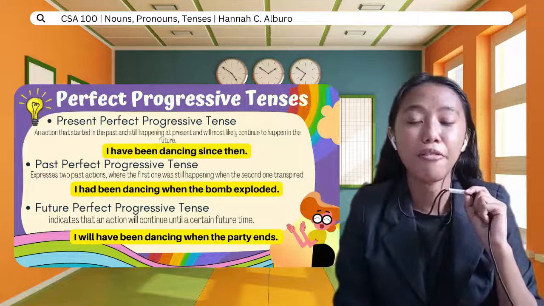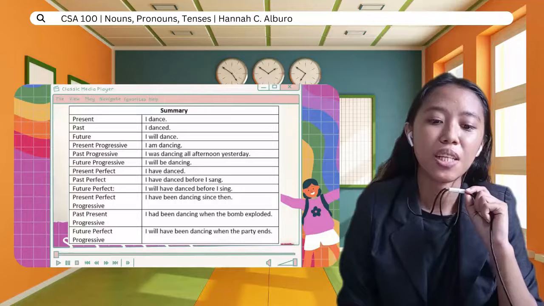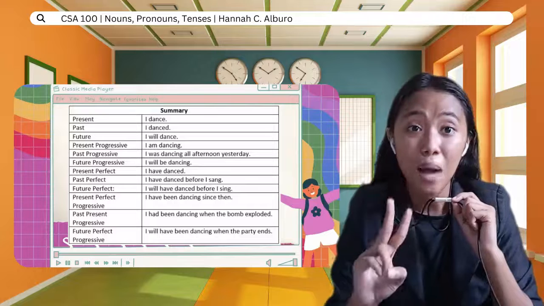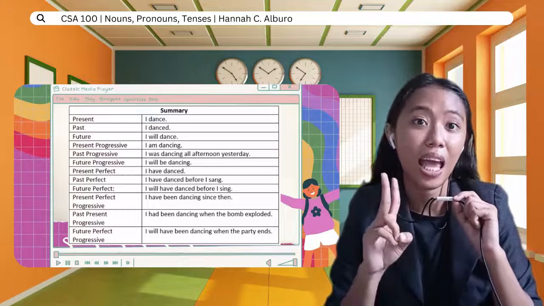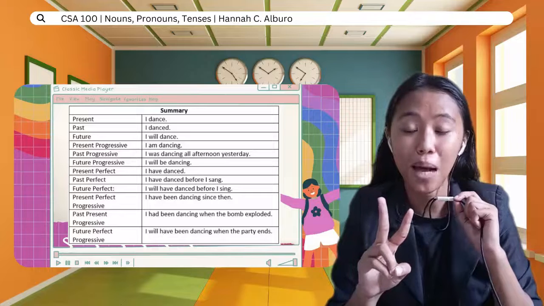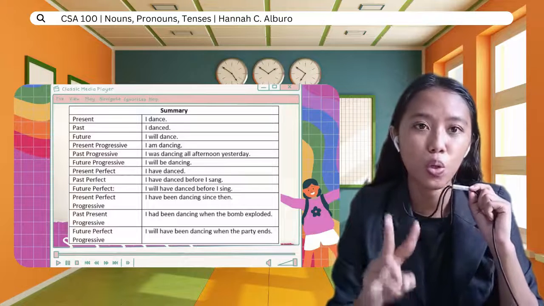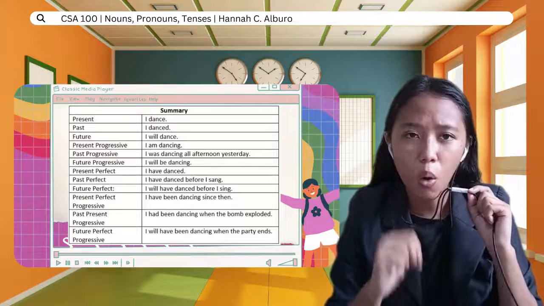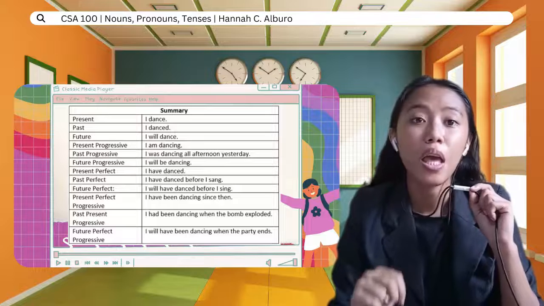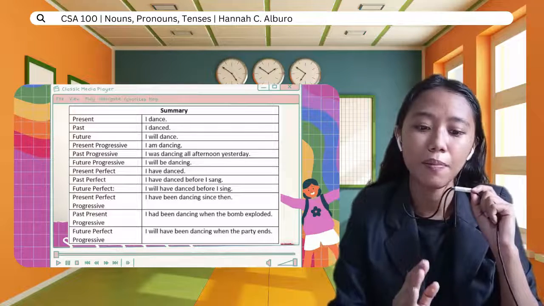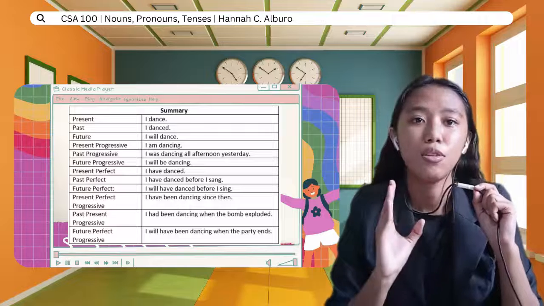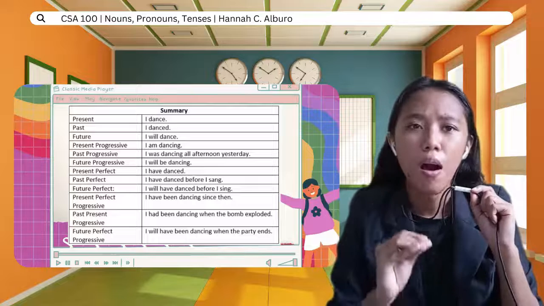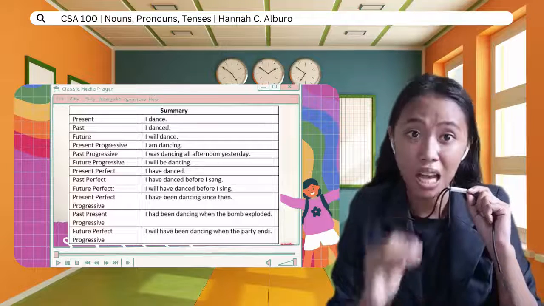So I have here the summary, no? Summary. So for the simple tenses, now we have the present, past, and future. They are simple. The subject and then the verb are side by side for the present and past. Then for the future, you now have the modal. Then for the progressive tenses, all the verbs are in ing form and be verbs are used. Then for the perfect tenses, you have the helping verbs has, have, and had. Then all the verbs are in past participle because it is perfect.